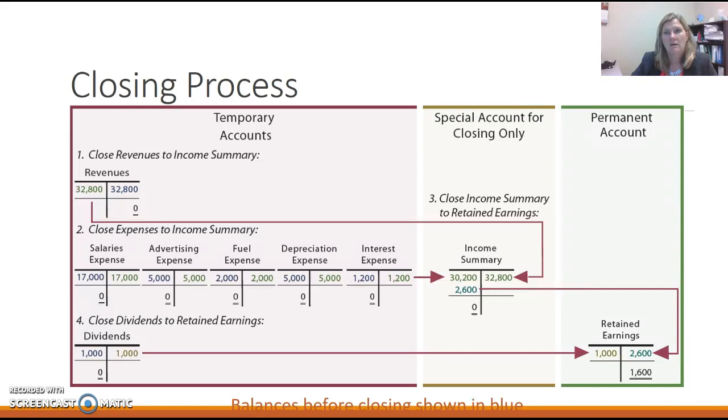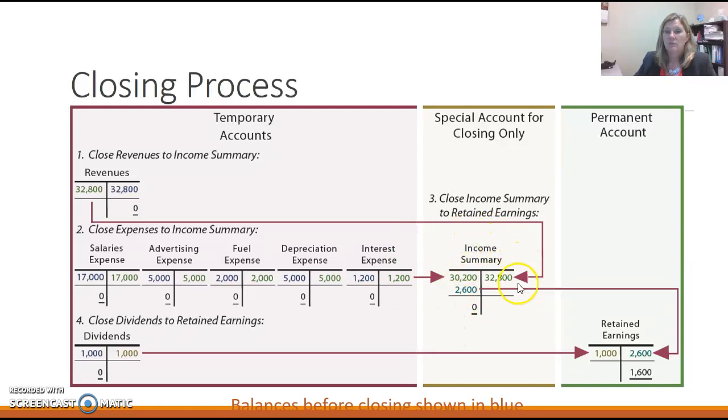Here's a good look at the closing process. Revenues are credit balance accounts normally. To close them, we're going to debit them. That's closing entry number 1. Debit revenues, credit that account, income summary. Closing entry number 2 closes the expense accounts. All of our expense accounts are normal debit balances. To close those, we're going to credit each and every account and debit income summary.